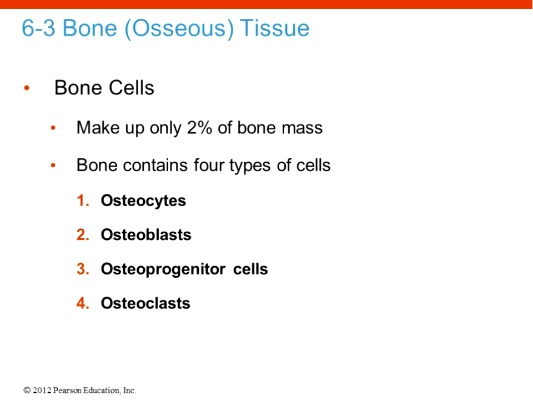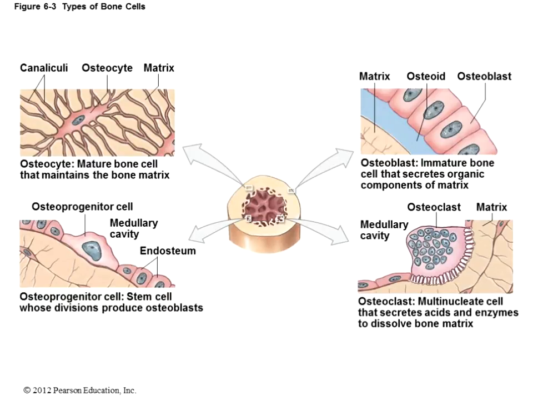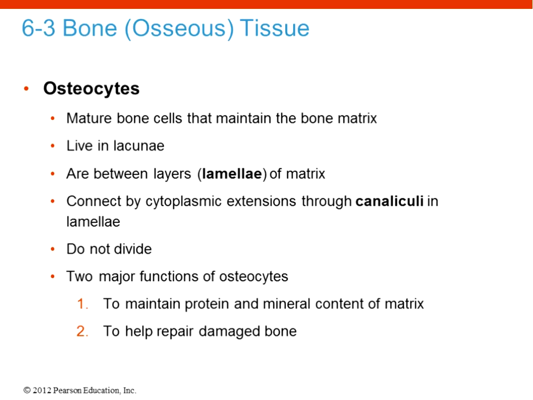The rest of bone mass, which is only about 1 or 2% of bone mass, are the cells. And there are 4 different types of cells. You have osteocytes, osteoblasts, osteoprogenitor cells, and osteoclasts. Okay, and so you can see all 4 of these bone cells. We want to take a look at each one and see what their significance is.